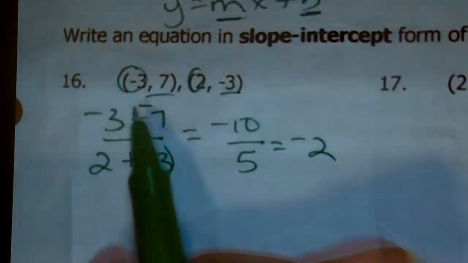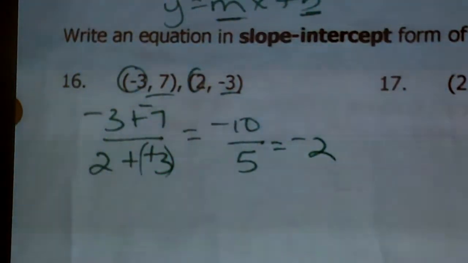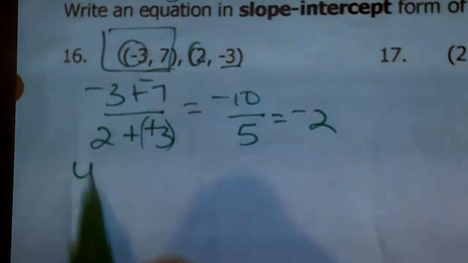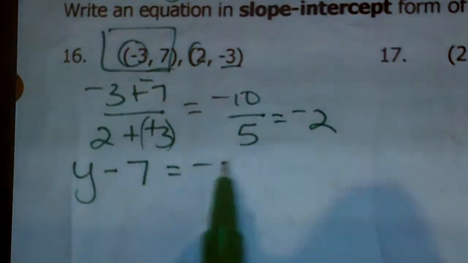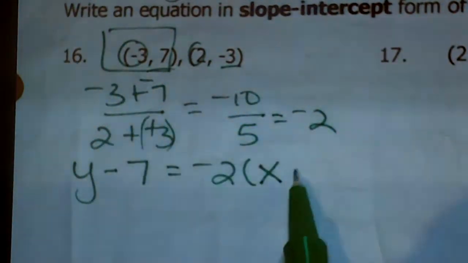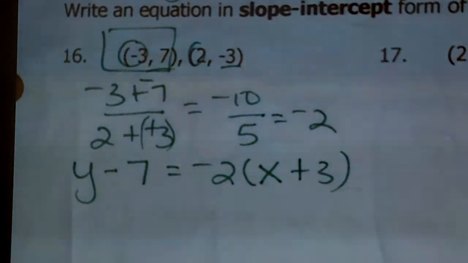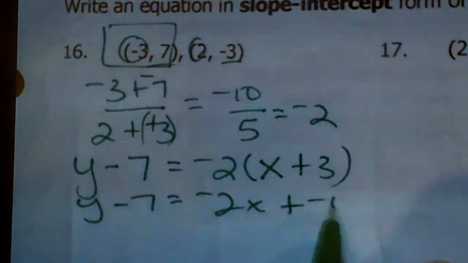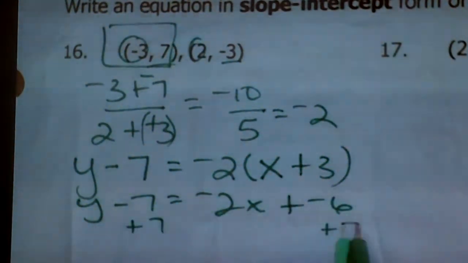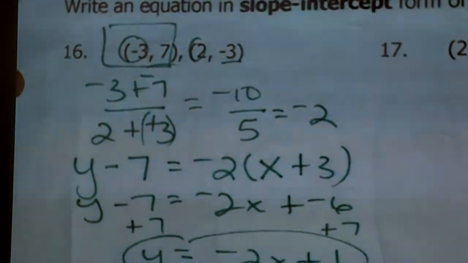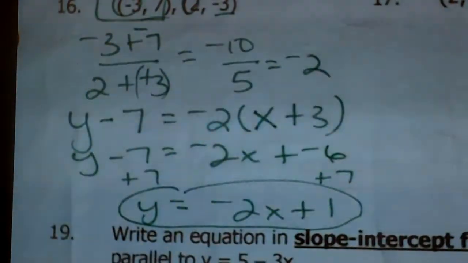So I usually just choose the first ordered pair. It doesn't matter which one you pick. So if you pick something different than I choose, you'll get the same answer. But I'm going to pick the first ordered pair. So I'm going to use my y minus y1 equals the slope times the quantity of x minus x1. So x minus negative 3 becomes x plus 3. So we've got that. All that's left to do is a little rearranging. So we'll distribute that negative 2, add our 7, and you should get y equals negative 2x plus 1. Voila.